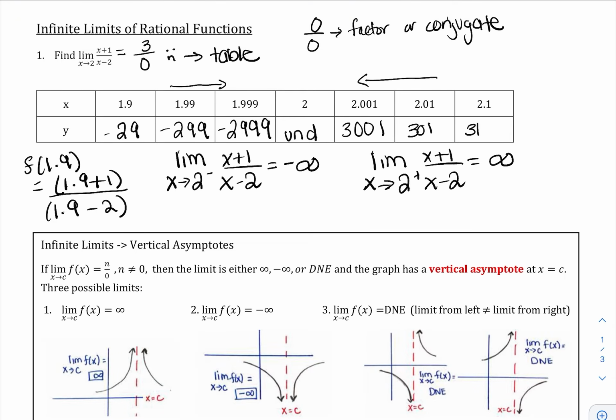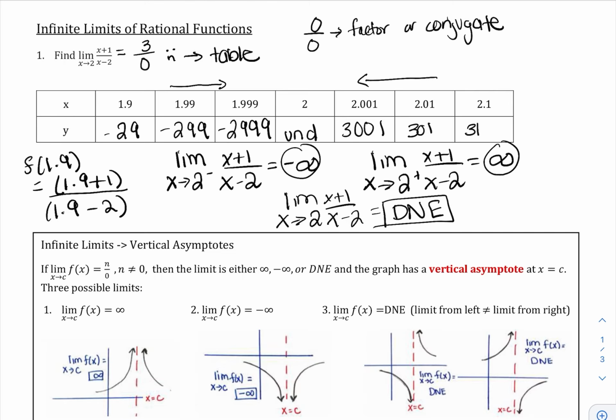So let's talk about graphically what's going to happen there. Oh, sorry, one more thing about this problem. I did the left and I did the right, so now I need to take a look at it together. Because the limit from the left is negative infinity, and the limit from the right is positive infinity, the limits are not the same. When the left-handed limit and the right-handed limit are not the same, we say the limit does not exist. But it doesn't exist because the limits are different, not because you're getting 0 in the denominator. So let's look at the visuals here.